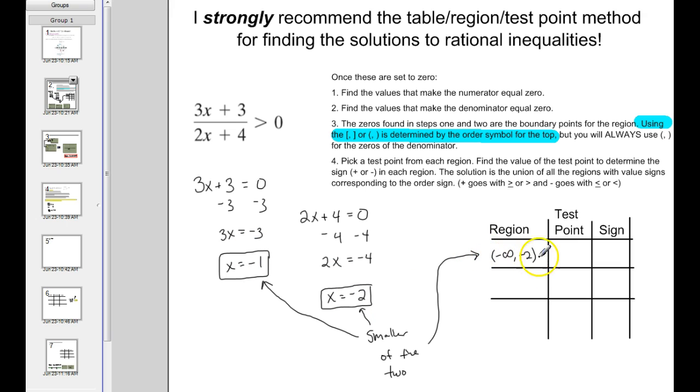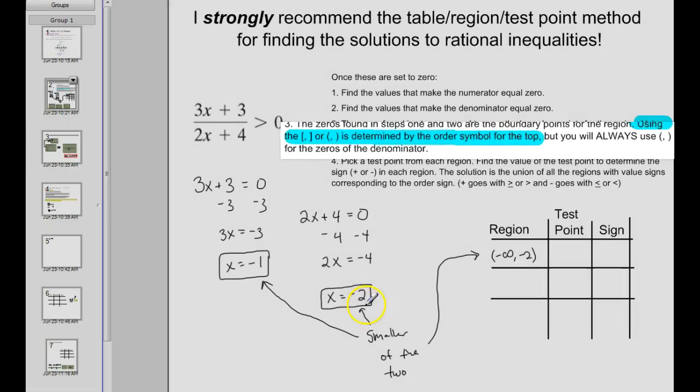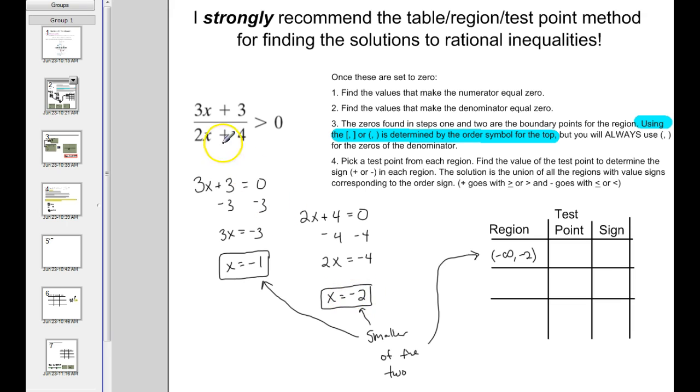Always a parenthesis on negative infinity. Parentheses on negative 2 here because negative 2 makes the denominator 0. Everything's going to be parentheses because this is strictly greater than. But what this says in blue here: use a bracket or parenthesis determined by the order symbol, but for the top only. Negative 1 makes the top 0, and because that's a greater than and not greater than or equal to, we use a parenthesis for the negative 1 as well. But you always use parentheses for the zeros of the denominator because you can't divide by 0. So negative 2 causes division by 0, so always parentheses for the things that make the bottom 0.